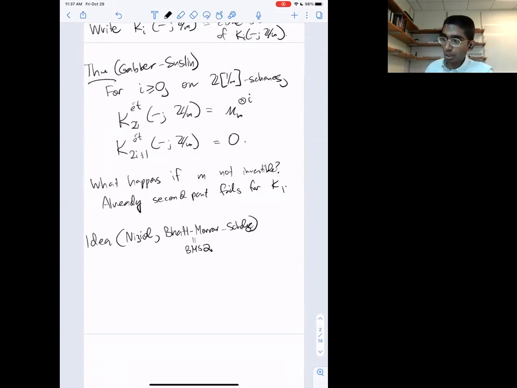Henceforth BMS2, which is that you should study these K groups not in the étale topology, but in the syntomic topology. So the idea is, if you don't assume that M is invertible, what you should do is you should take the K groups again with mod M coefficients and study their sheafification in the syntomic topology.